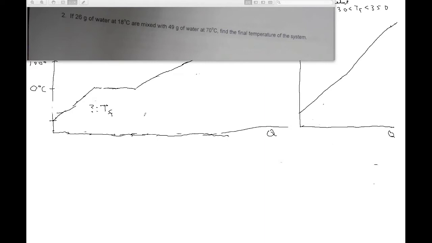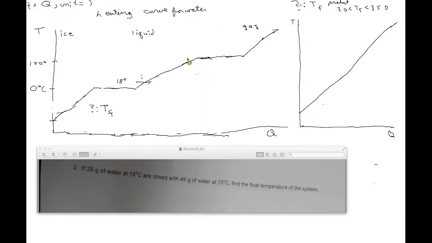And we know that if we have water at 18 degrees C mixed with 49 grams of water at 70 degrees C, the initial starting point of one water sample is 18 degrees Celsius and it's in the liquid phase. And the initial starting point of the other amount of water is 70 degrees. So I guess we can call that W2. And we know that the final temperature is going to be in between 18 degrees and 70 degrees.